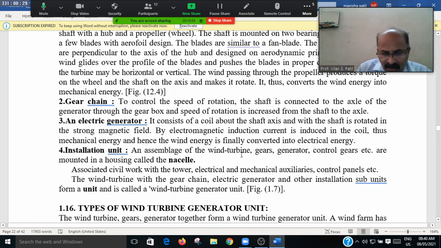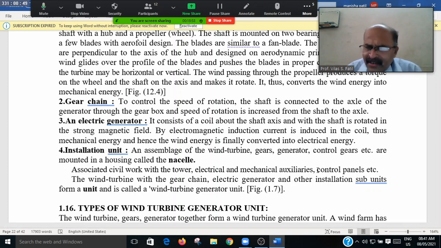And assemblies of the wind turbine, gear, generator and control gear are mounted in a housing called a nacelle, and associated civil work with the tower, electrical and mechanical auxiliaries, control panel, etc. All those auxiliaries are to be kept in a safety box made of cement concrete.